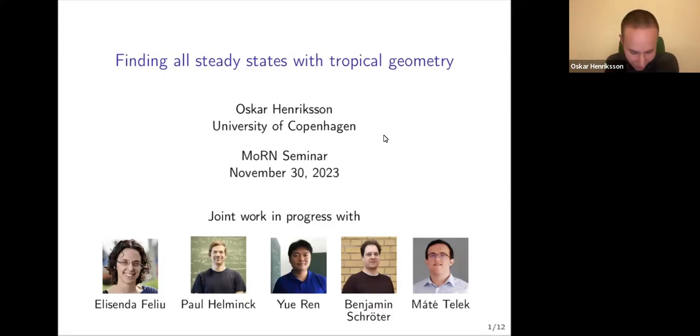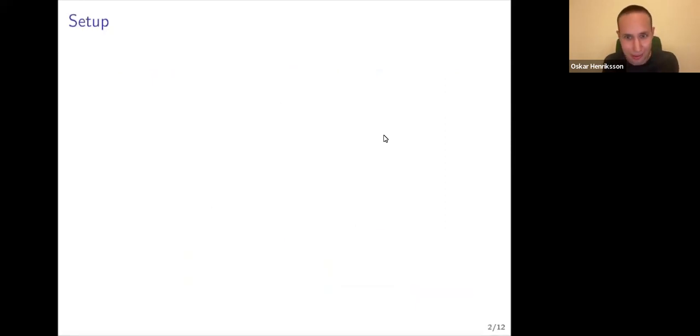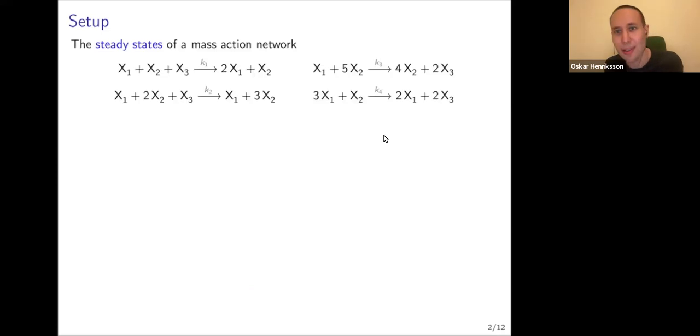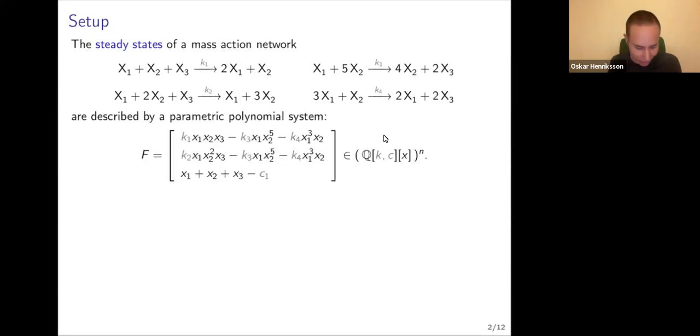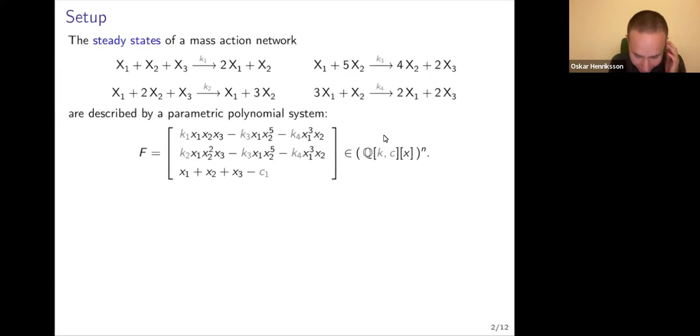And it's joint work with these people. So it's Elisenda, Paul Helmich, MoRN, Benjamin Schröter, and Mate. Okay. And the starting point is the same as what Elizabeth told us about. So we have chemical reaction networks that we can maybe consider with mass action kinetics. And the steady states will be given by a certain parametric polynomial system that looks something like this in this case. So there are some equations, some polynomials that come from setting derivatives equal to 0.